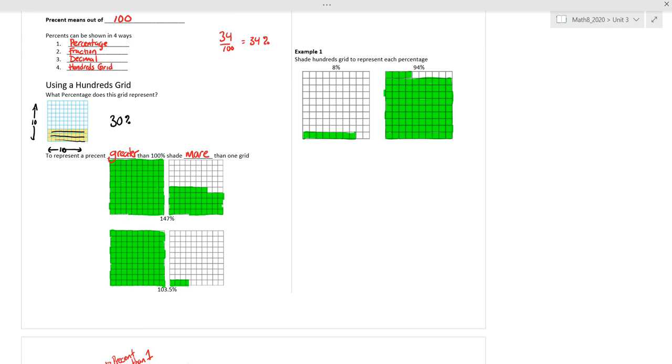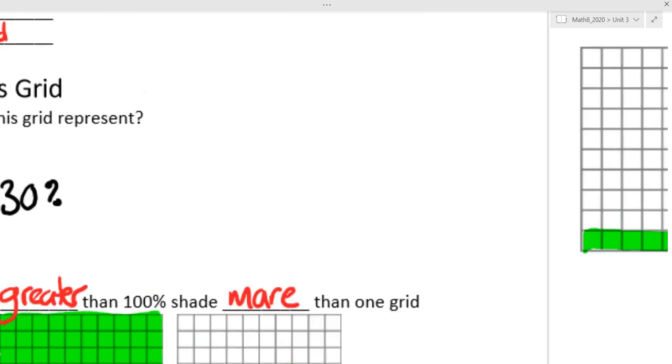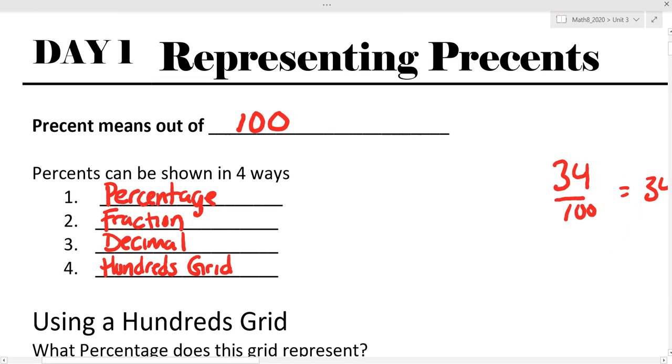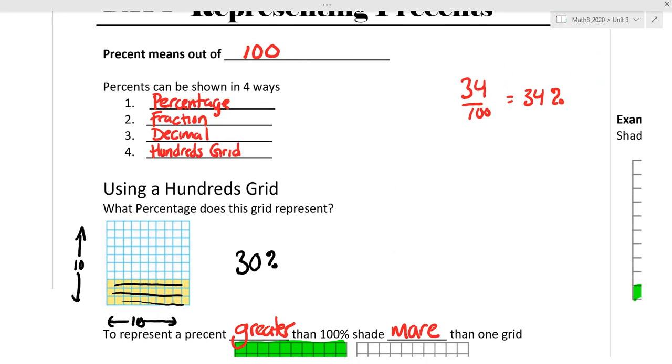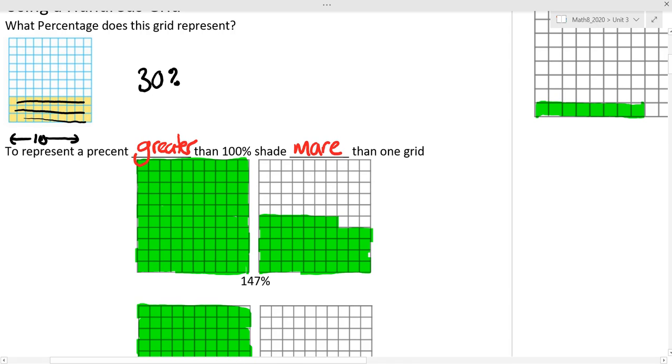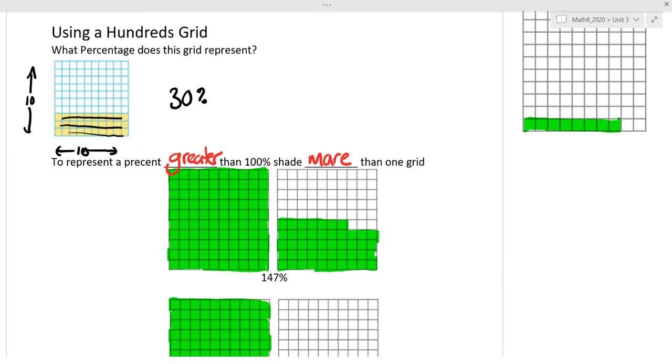So we looked at percentages, and we said that percentages can be written as percentages, fractions, decimals, and hundred squares, and we didn't really talk about those. All we did is ask, how do we do the 100 square? That's what we sort of did last day. So if you missed it, watch last day's video on the class website. It's pretty straightforward.